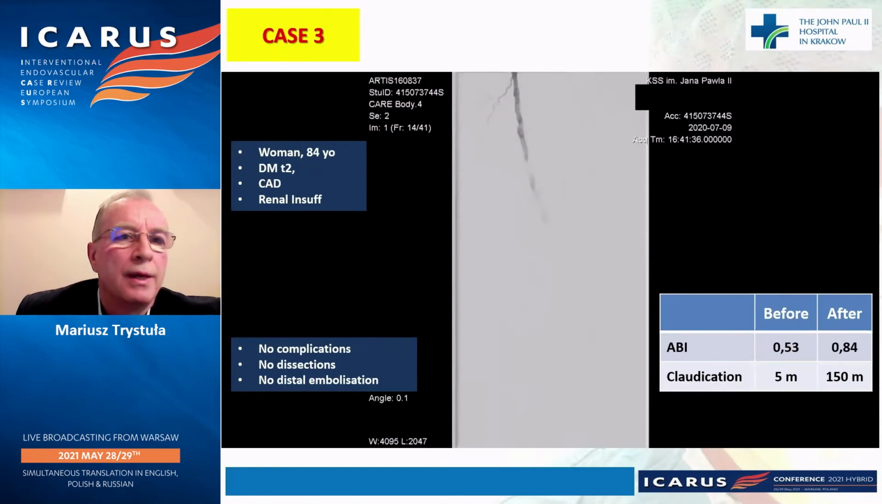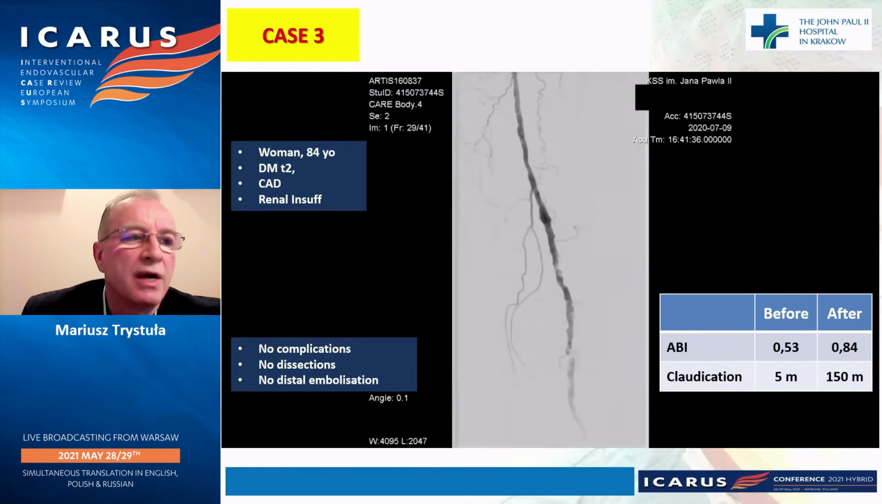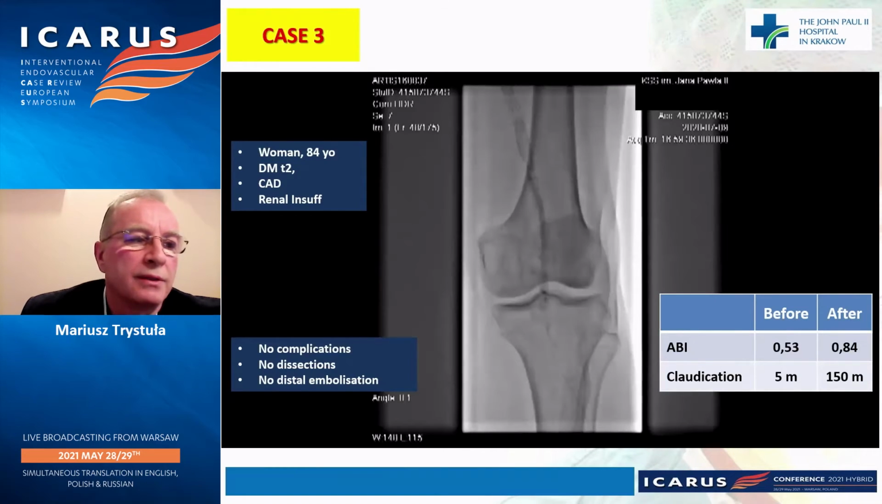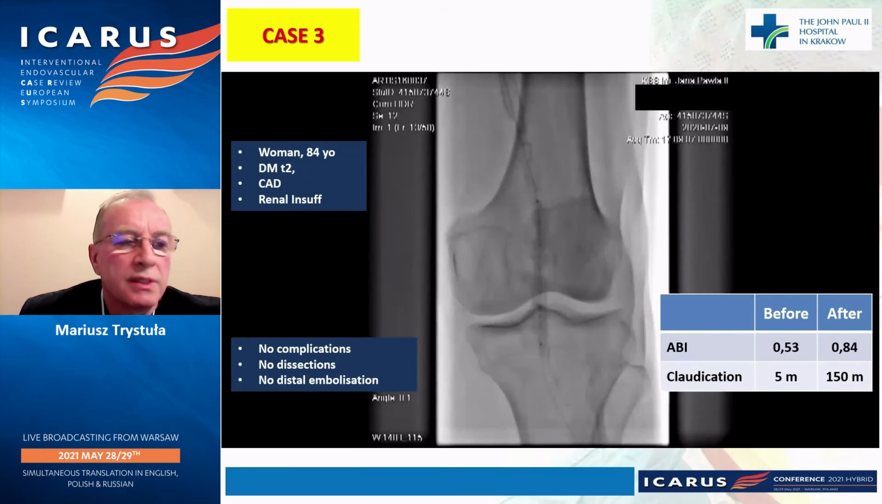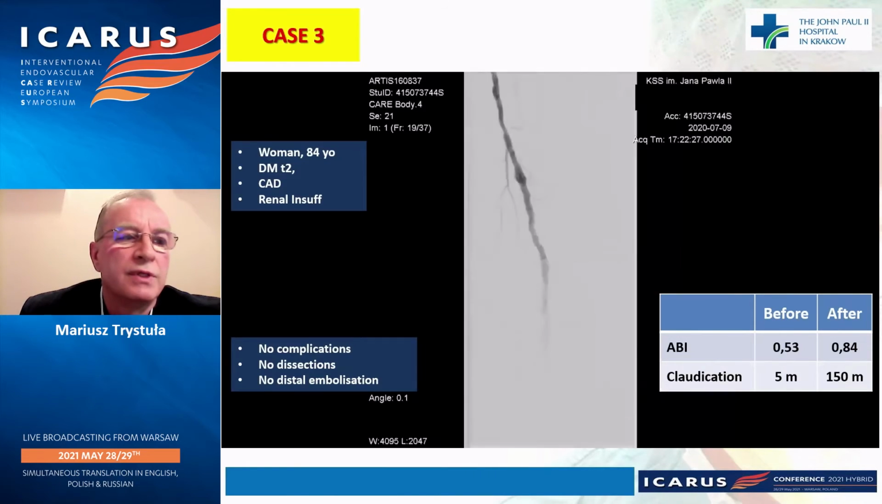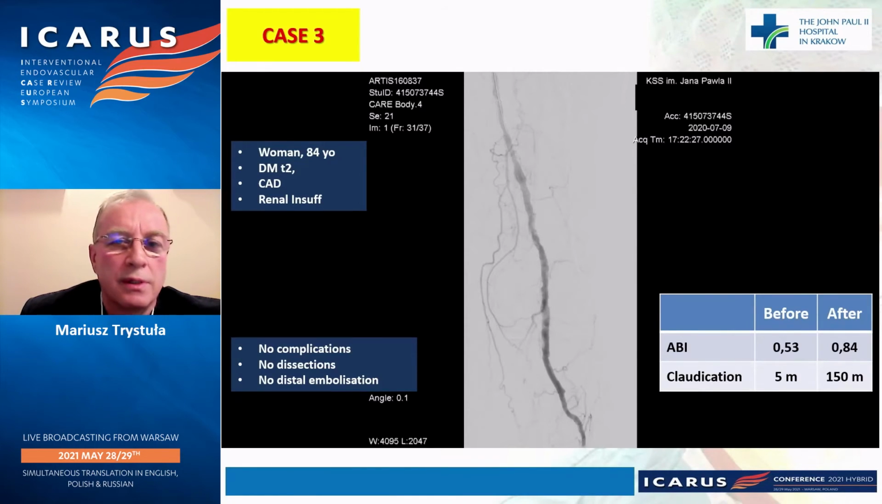Third one: a woman, 84 years old, with diabetes, coronary artery disease, renal insufficiency, heavily calcified multi-level critical stenosis of distal SFA, popliteal and trunk, with only the anterior tibial artery competent. We used a 4 millimeter IVL catheter, ABI before IVL 0.53 and after 0.84, extending the distance of claudication from 5 meters to 150 meters. No complications, no dissections, no embolization, about 20% residual stenosis.